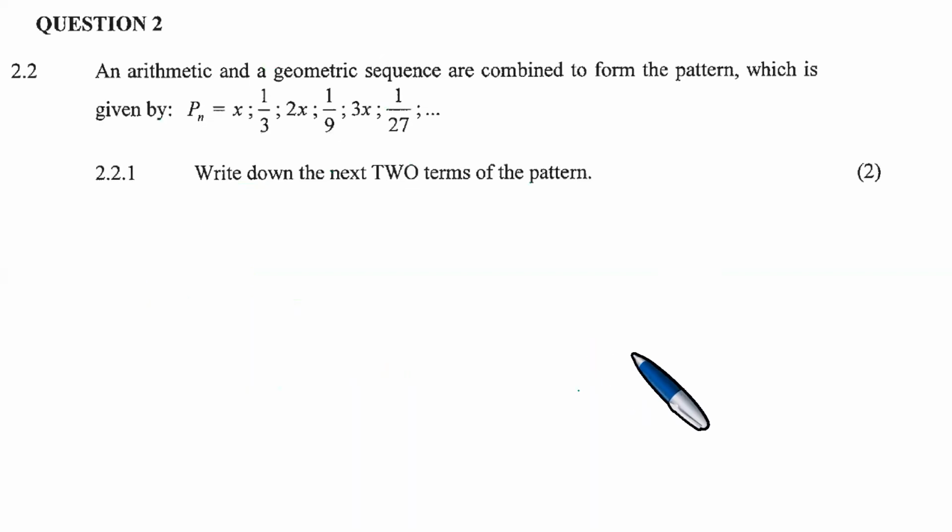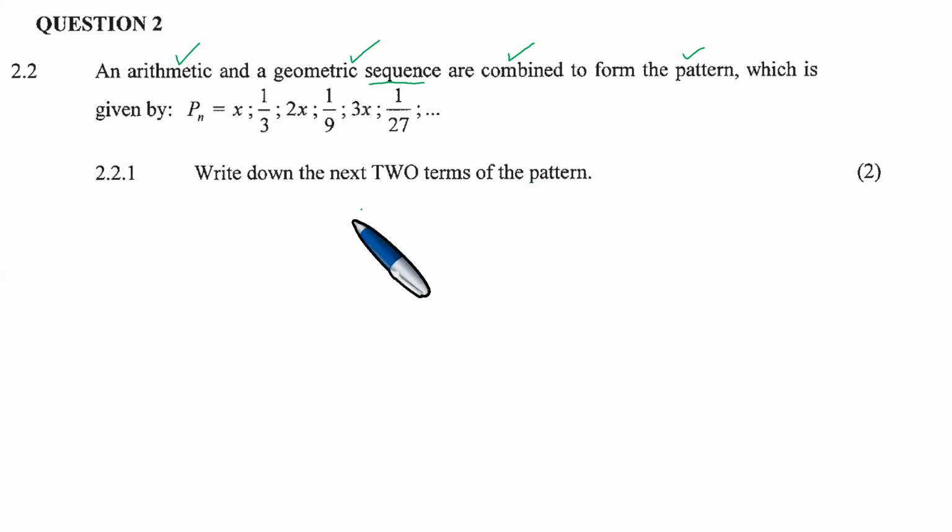Next question. Right, in June this year, it was written this year from the Department of Education, so it's a hint to the November exam. I must tell you that much. An arithmetic and geometric sequence are combined to form the pattern. So at this point, this is very interesting. We put two sequences together to form the pattern, which is given by this. So this is both arithmetic and geometric combined.